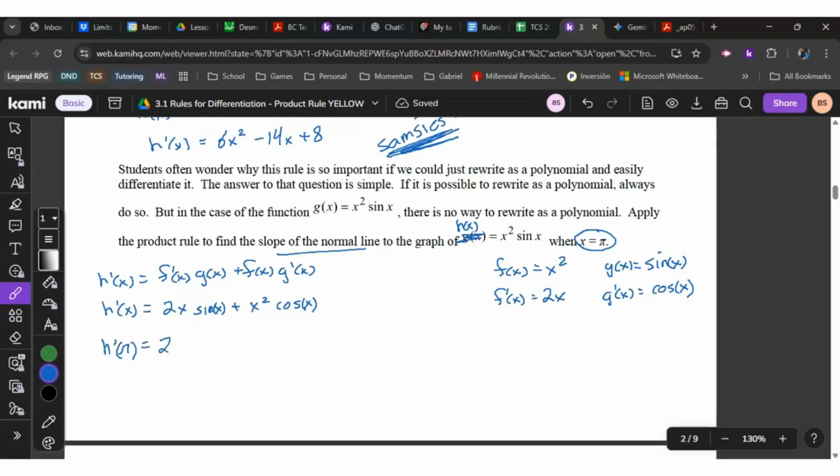Okay. So I'm just going to plug in pi. So this is 2 pi. What's sine of pi? 0. Nice. We like that. All right. And then this is going to be pi squared. What's cosine of pi?